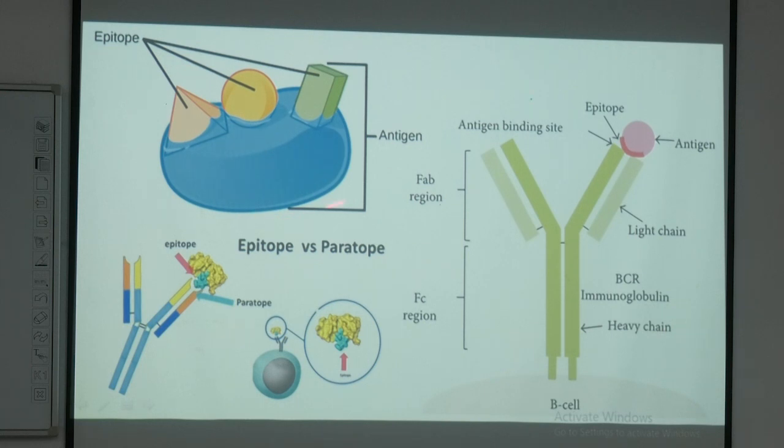So here, suppose this is a bacteria. Bacteria can have different antigens present on its cell surface. Suppose these three are different antigens on the bacteria. These are antigens, but a specific portion of an antigen will interact with the antibody. The part of the antigen which interacts with the antibody is called epitope, and the part of the antibody which interacts with the antigen is called paratope.